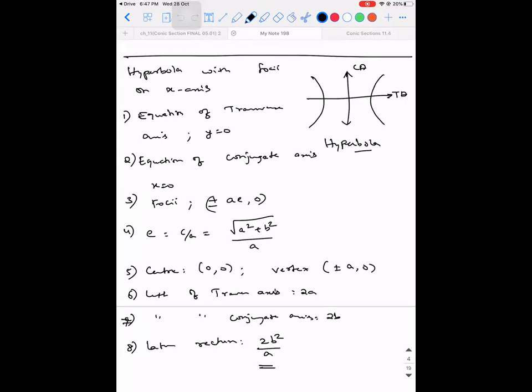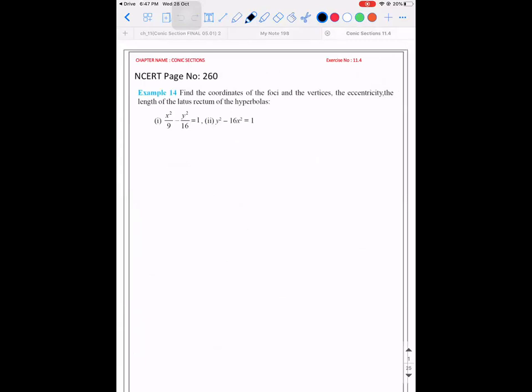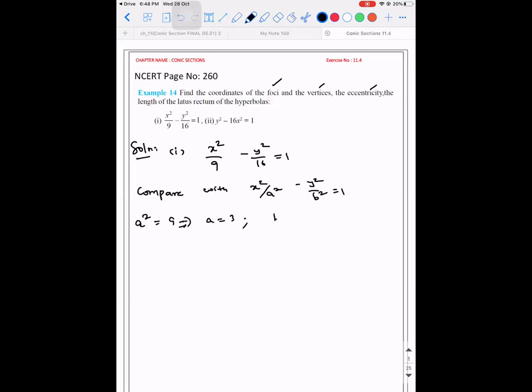Now see, we'll do some problems. The first one is x square by 9 minus y square by 16 is equal to 1. Compare with x square by a square minus y square by b square equal to 1. Find the coordinates of the foci, the vertices, the eccentricity, and the length of the latus rectum of the hyperbolas. a square is 9, which implies a is equal to 3. b square is 16, which implies b is equal to 4. Here it is not a question of which is more and which is less. The equations are completely different. x square by 9 minus y square by 16 is equal to 1 is horizontal like this.